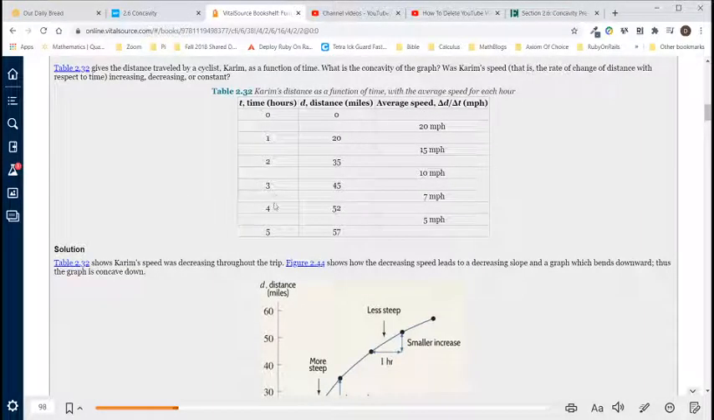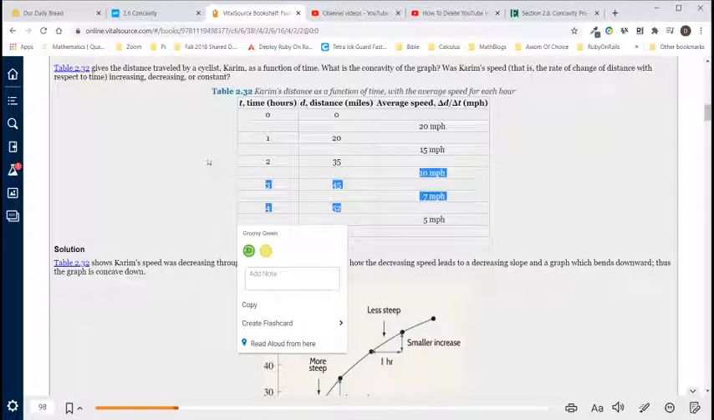Now, the first 2 columns was just the data. So you can see that the time in hours is going 0, 1, 2, 3, 4, 5, and then 0, 20, 35, 45, 52, 57. Now, we saw in chapter 1 that if you want to numerically see if that second column is increasing or decreasing, you need to find the average rates of change between each of the points.